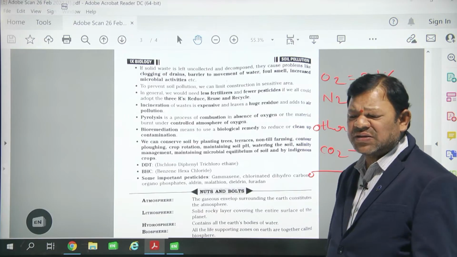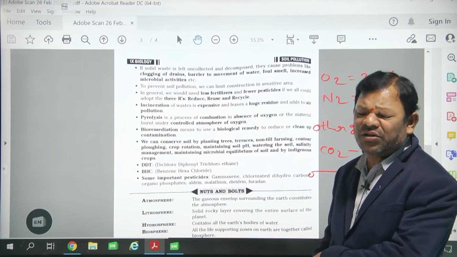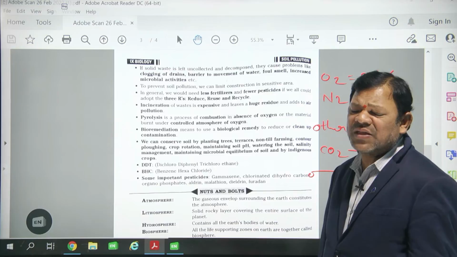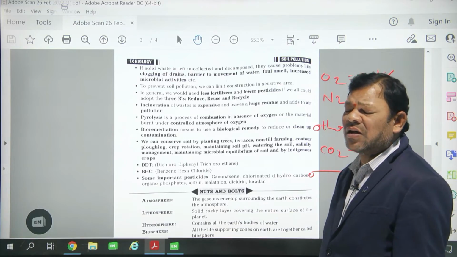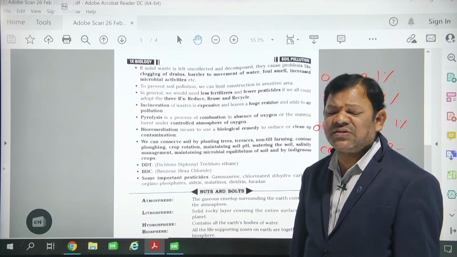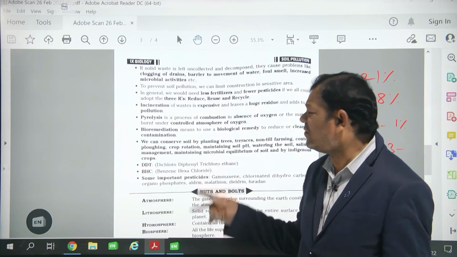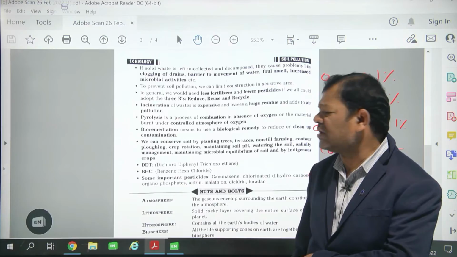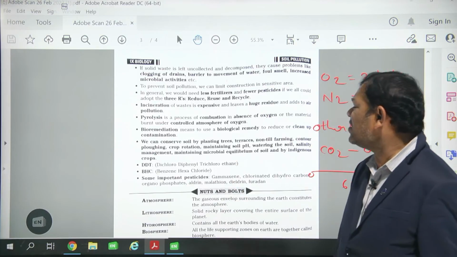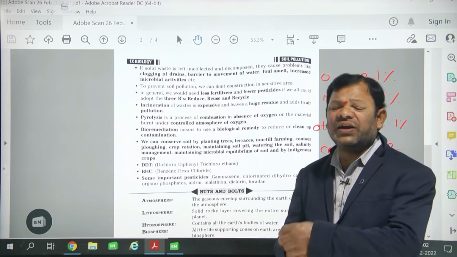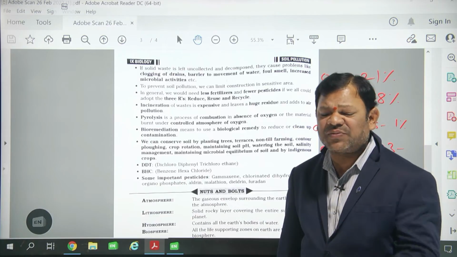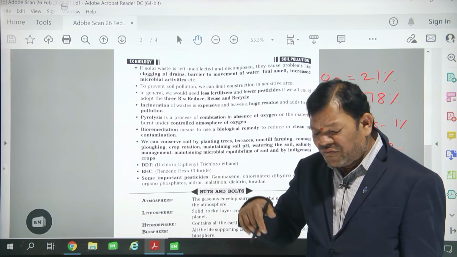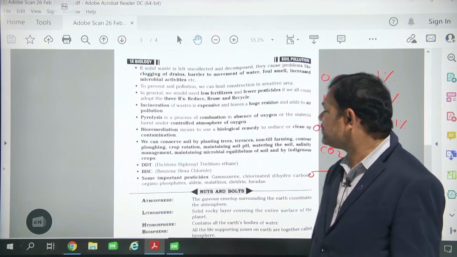Crop rotation means that if you grow only one type of crop on the soil every time, the crop productivity decreases. So to increase crop productivity, we can use the crop rotation method with alternative crops. Maintaining soil pH: if you use the same types of crops every time, soil fertility decreases.